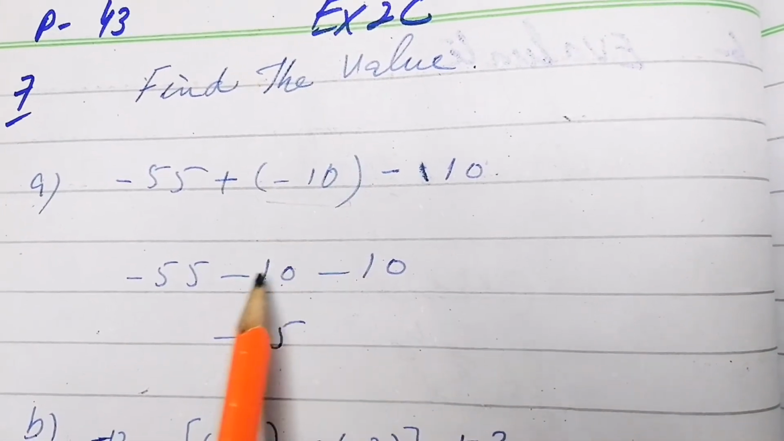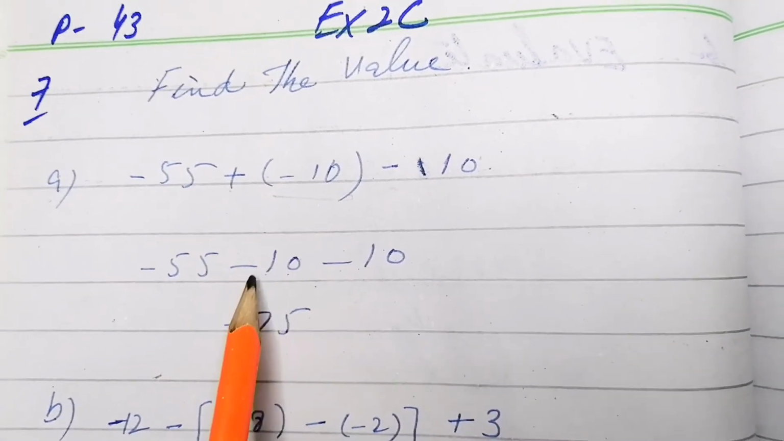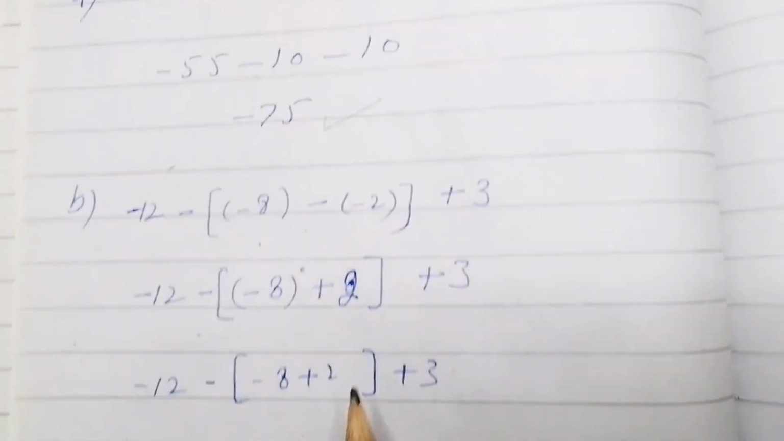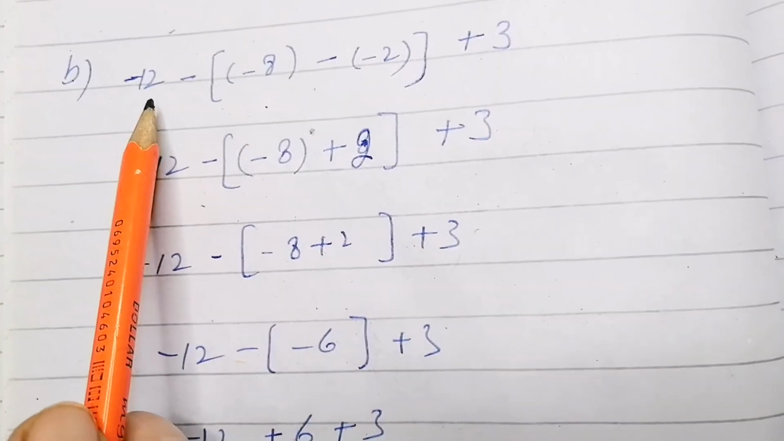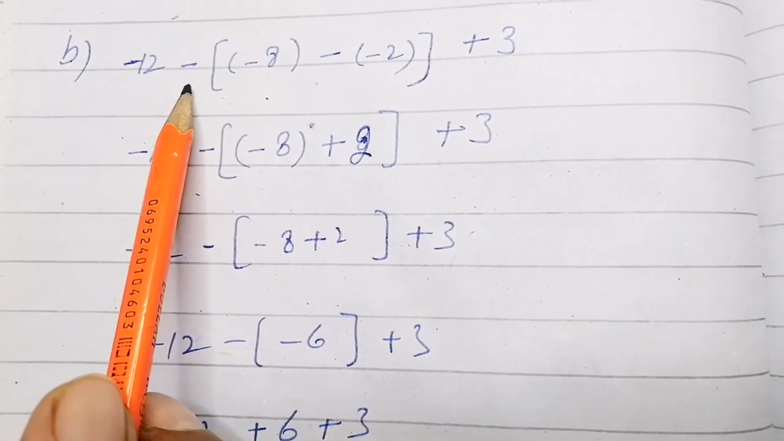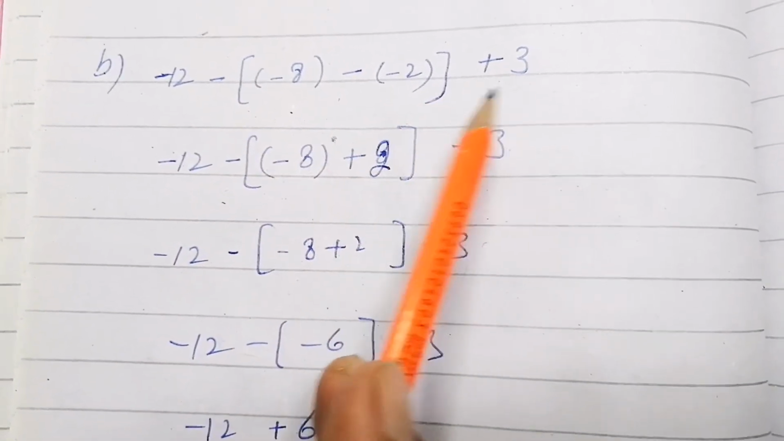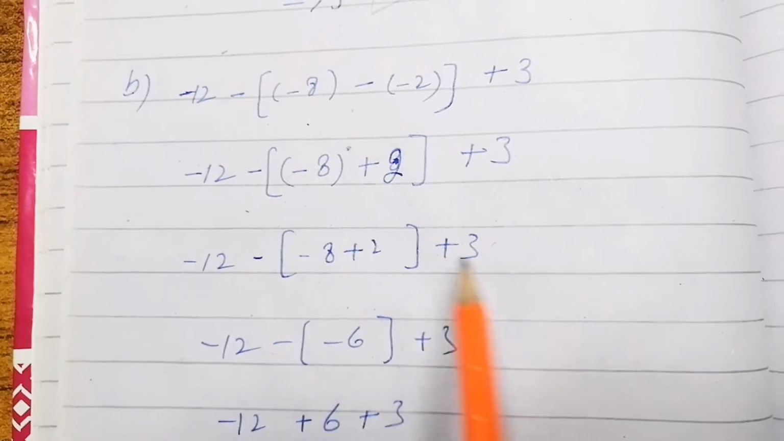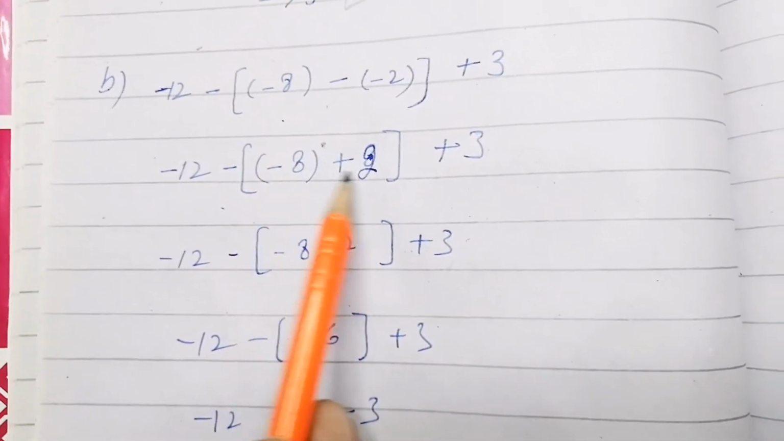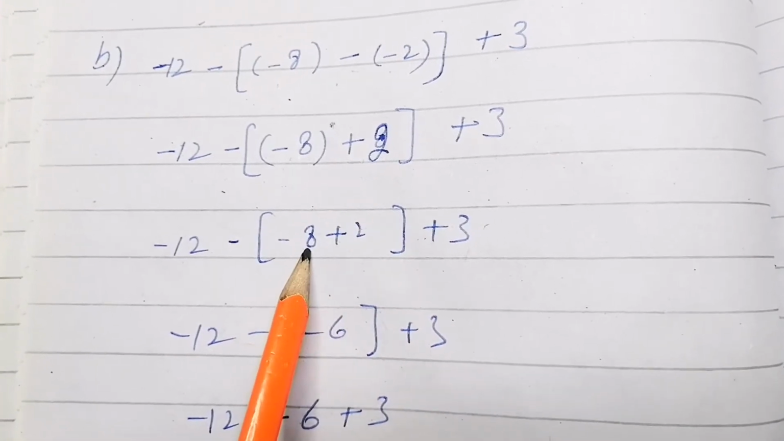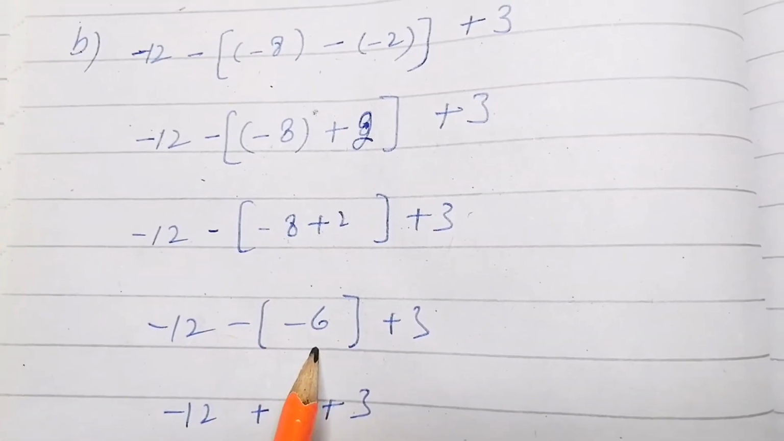So we solve this bracket first. Minus plus minus is equal to minus. Then we add this and the answer is minus 75. B part: minus 12 minus a square bracket is given, and a parenthesis is given. Then we solve the parenthesis first, and then we add or subtract them. Minus 8 as it is, minus minus plus 2. So minus 8 plus 2 is minus 6, right?